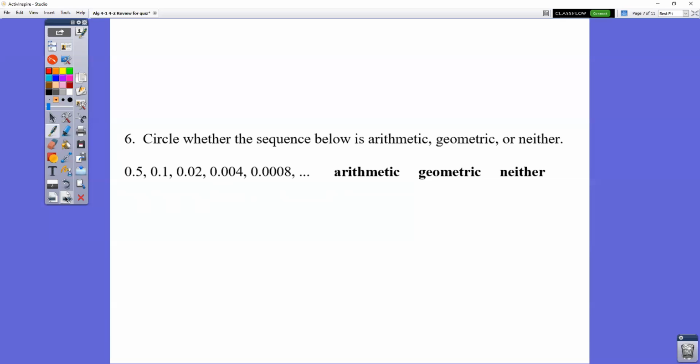Hopefully you didn't get tricked on this one. It's not arithmetic because we would be subtracting by 0.4, but then by 0.08. So as soon as they're different amounts that we're adding or subtracting, it's not going to be arithmetic. Is it geometric? When I look at this, at first I think it's probably a neither, but be careful. You need to double check. This is really geometric.